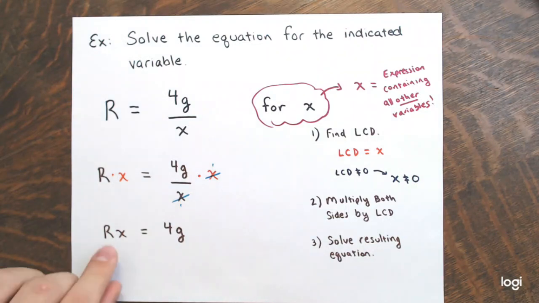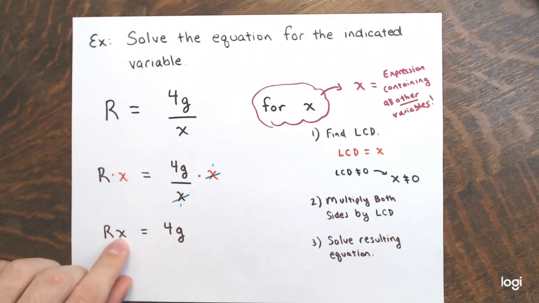And this is what they would call a linear equation in x, right? You see an x here after I clear the denominators away. The power on x is to the first power. This is x to the first, and there are no other higher powers of x. So they would call this a linear equation in x.